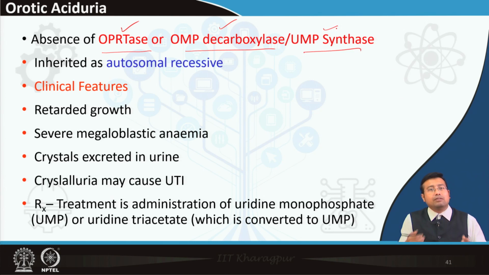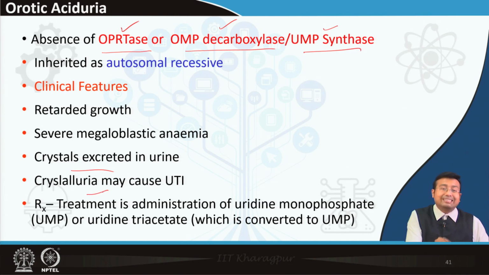What are the characteristic features? Definitely, orotic aciduria means excess orotic acid will be excreted in urine. Even crystals of orotic acid have been found to be excreted in urine, and those may cause urinary tract infection. Apart from that, what are the systemic symptoms? Growth retardation and anemia, the megaloblastic variety of anemia. What is the treatment? Treatment is actually administration of UMP, alright, or uridine triacetate, which is converted to UMP in vivo.